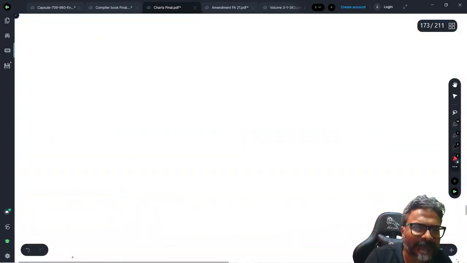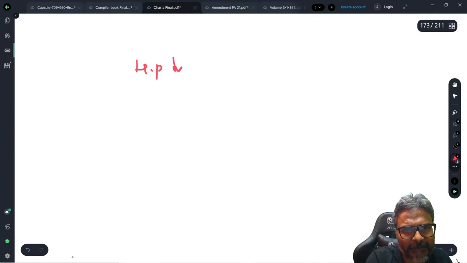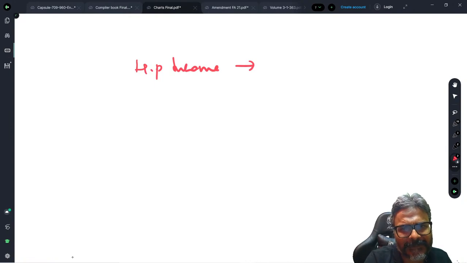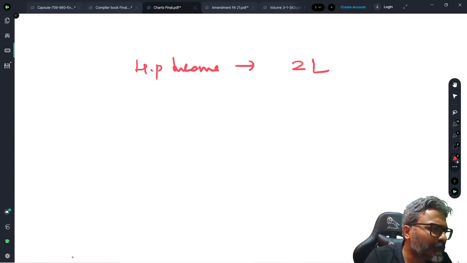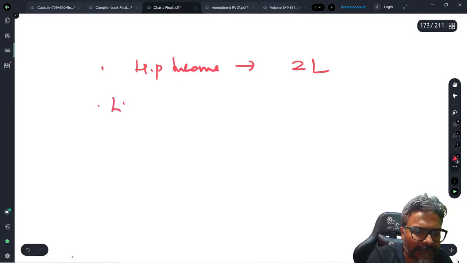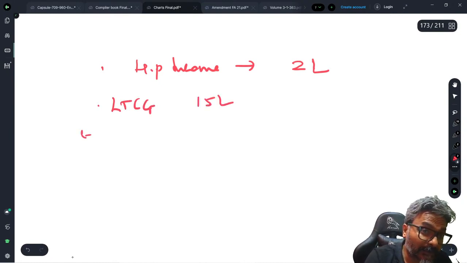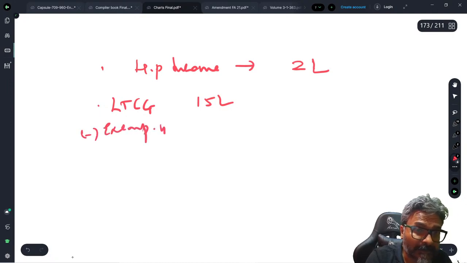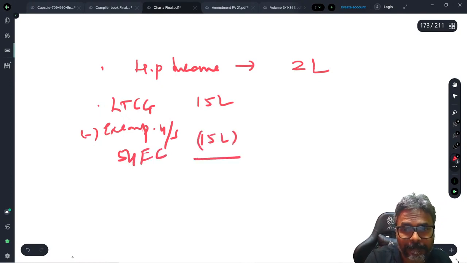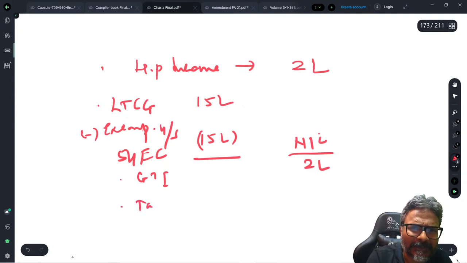So students, you will get a question like this. There is a house property income of rupees 2 lakhs. Now there is an LTCG of, say, rupees 15 lakhs, and then there is an exemption that has been claimed in, say, section 54EC, of the entire 15 lakhs. This is nil. GTI is 2 lakhs, and there is no chapter 6A, so tax is nil.